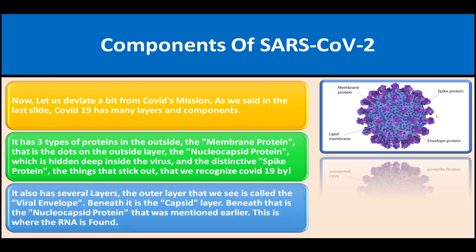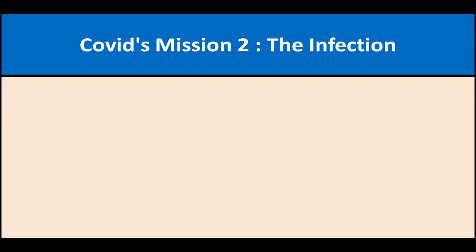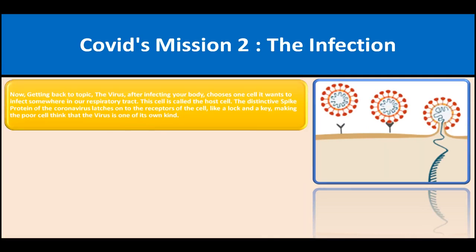It also has several layers. The outer layer that we see is called the viral envelope. Beneath it is the capsid layer, and beneath that is the nucleocapsid protein that we mentioned earlier. This is where the RNA is found. Now, let us go back onto the track and check how the missions are going on. So, COVID's mission 2, the infection. Wow. Now, getting back to topic.